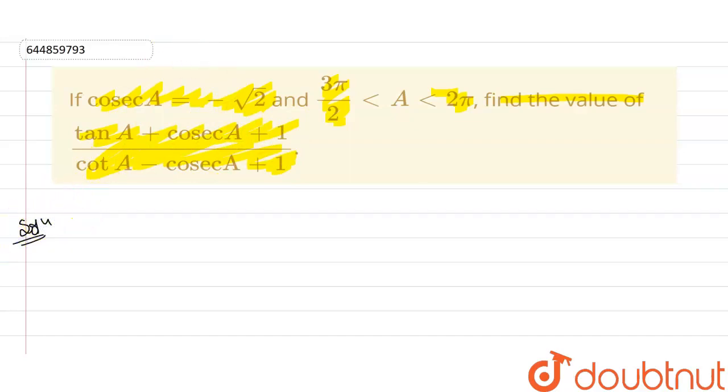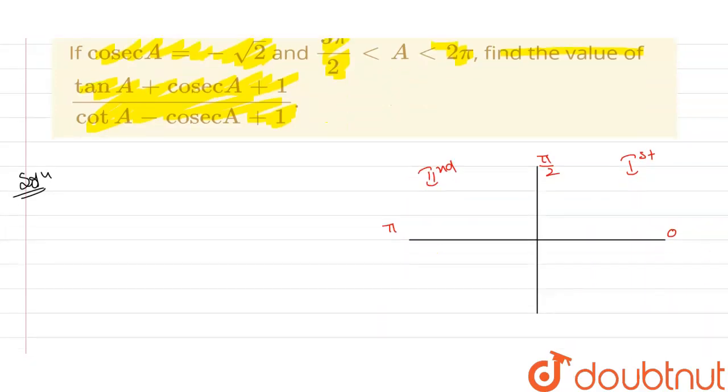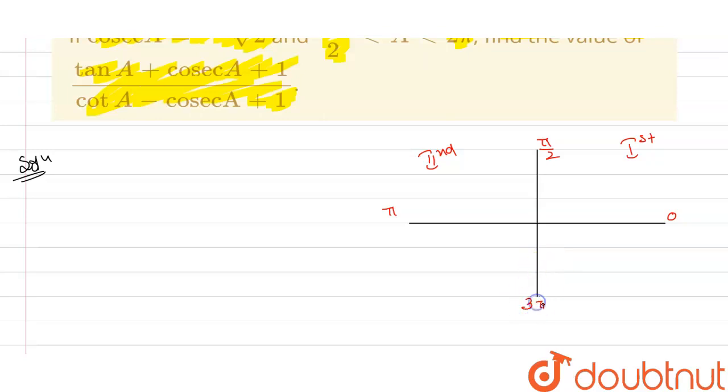First of all, if I make a coordinate axis here and mark it, from 0 to pi by 2, or 90 degrees, is the first quadrant for trigonometric ratios. From 90 to 180 degrees, or pi by 2 to pi, we have the second quadrant. From pi to 3 pi by 2, or 270 degrees, we have the third quadrant, and the fourth quadrant is from 270 degrees to 360 degrees, or 2 pi.